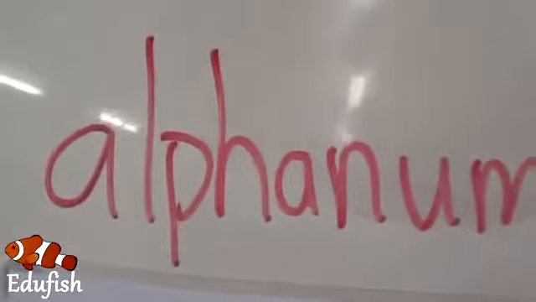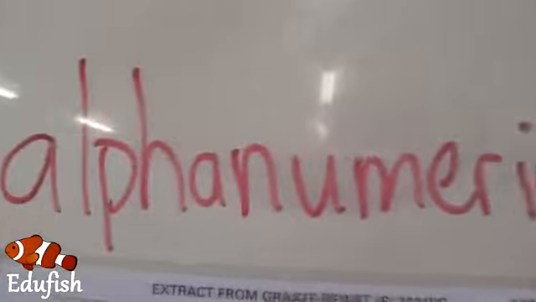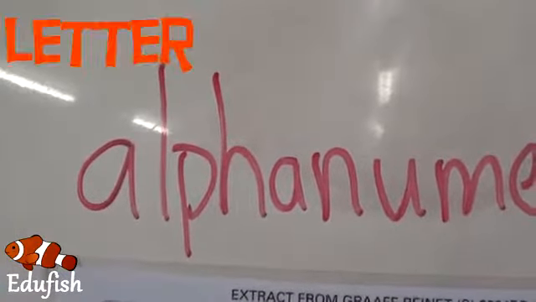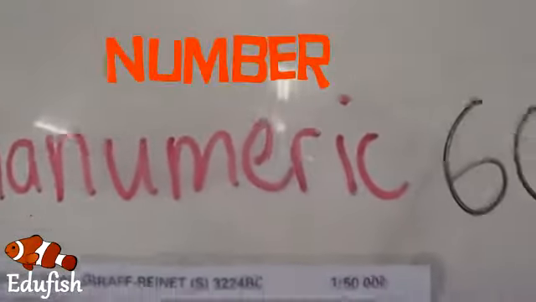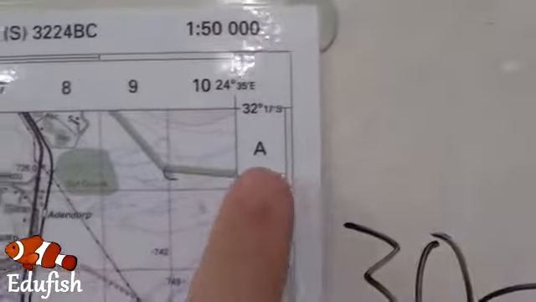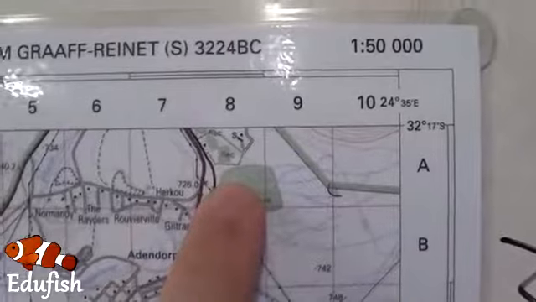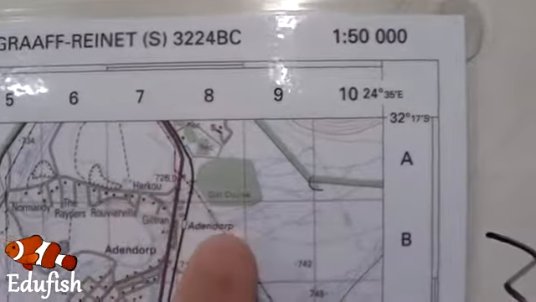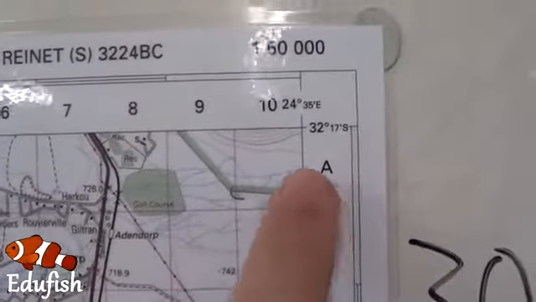It's an alphanumeric reference. Alpha meaning the letter comes first and then the number. So let's look. There's the golf course. It is in row A, and it is in column 8. So we're going to say it's A8.